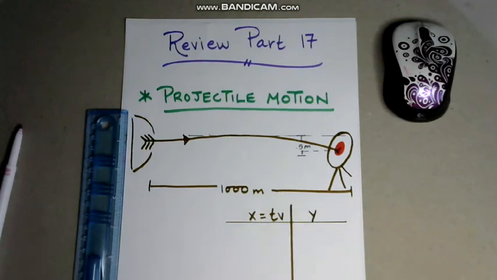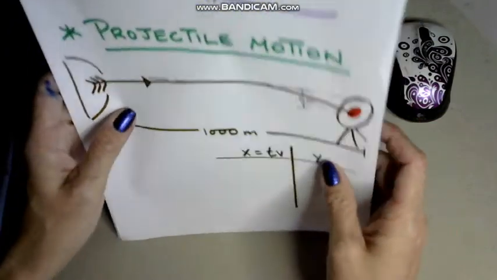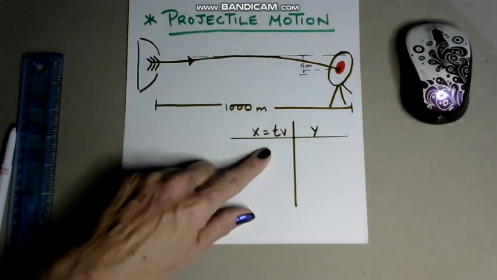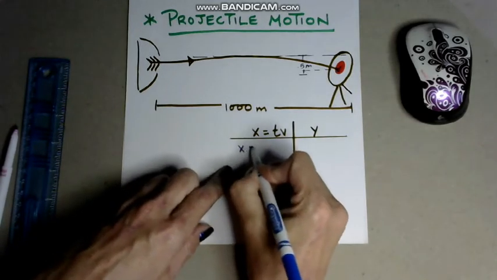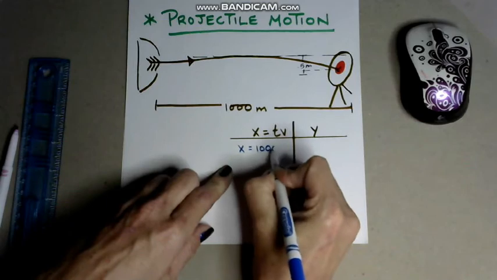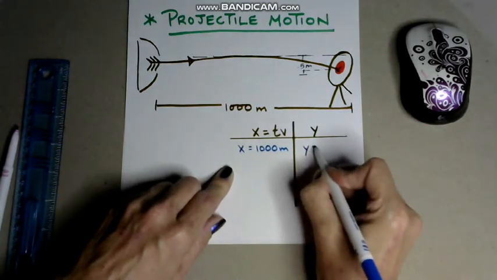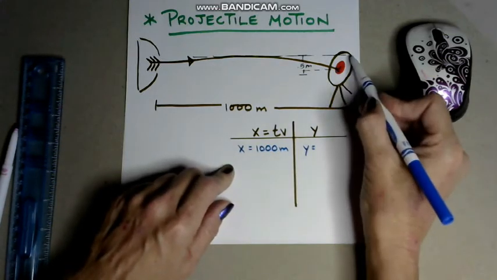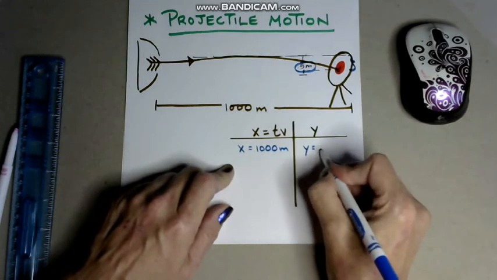Let's break everything down here into x and y components and what we know. First of all, I know that my object is traveling horizontally 1,000 meters. Okay, great. What is the y displacement? How far down is it going to go? Well, it's right here. It's 0.5 meters.